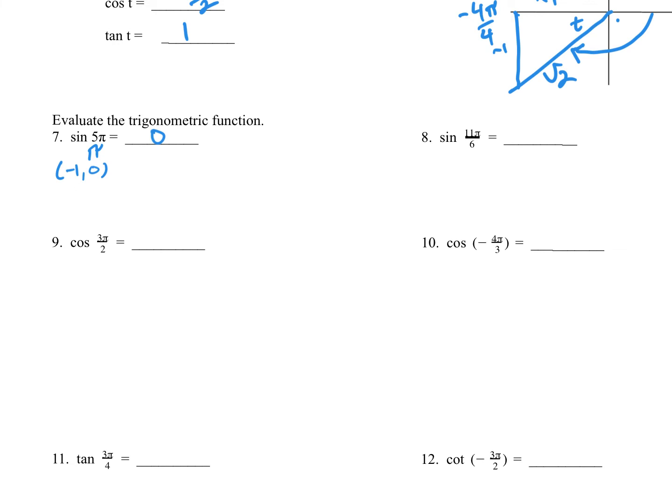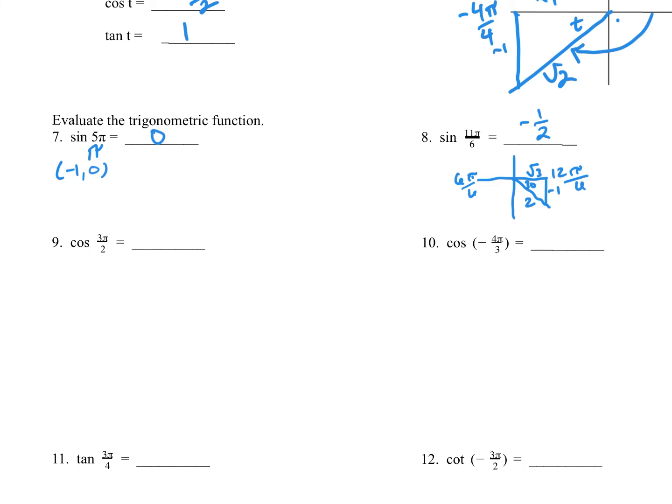Number 8, sine of 11 pi over 6. If I drew a quick picture, 11 pi over 6. Well, this is 6 pi over 6, and this is 12 pi over 6. So it's right over here. And pi over 6 is 30 degrees. So this is 30. So this is negative 1, this is positive root 3, this is 2. Sine is my y. So this is negative 1/2. Negative 1/2. Opposite over hypotenuse.